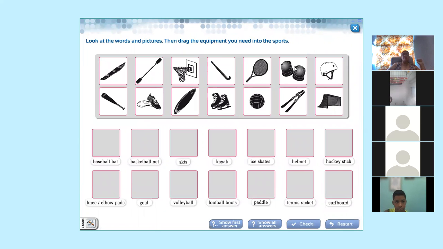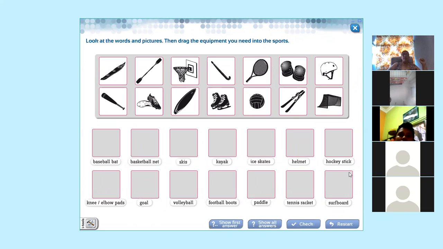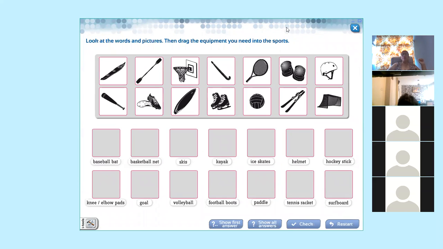Okay, you are going to look at the pictures and match, okay? Here you have the words that you can use to talk about them. Any volunteer who would like to take the control of my computer? Who can control my computer? I can give the mouse so you can do it.